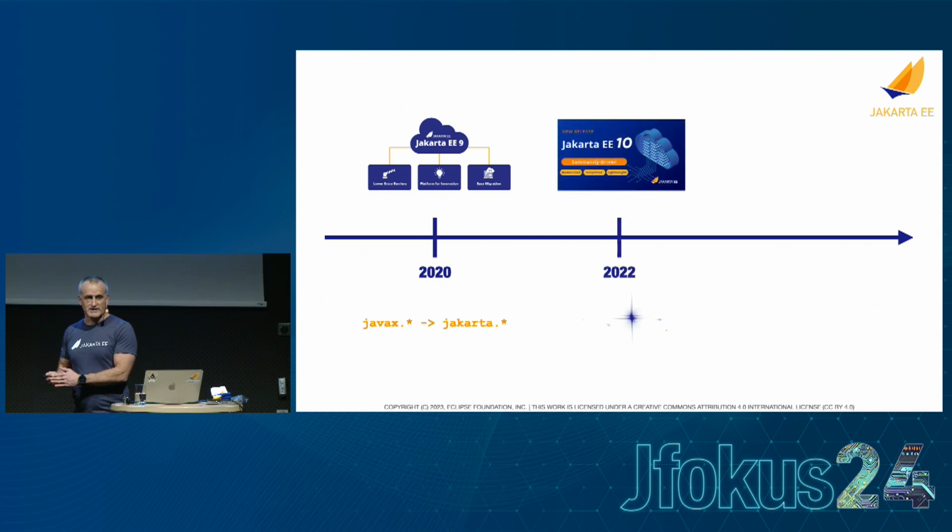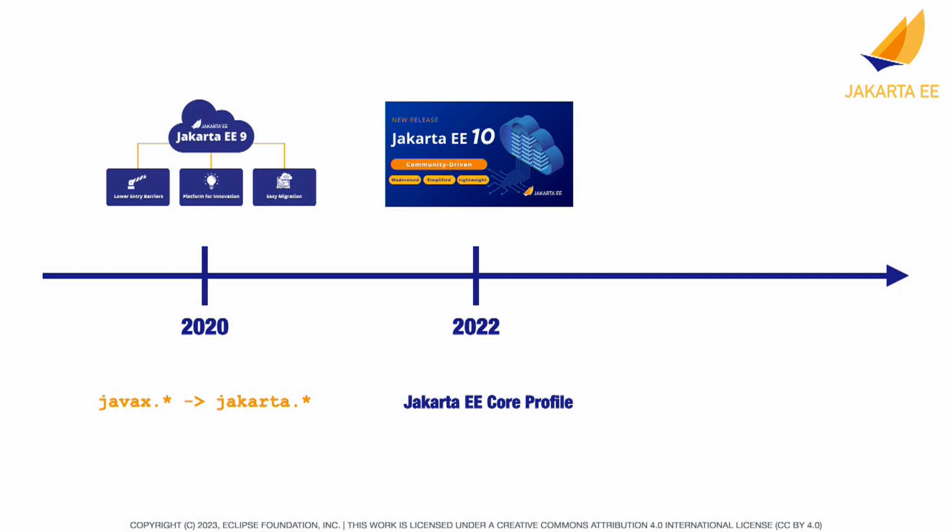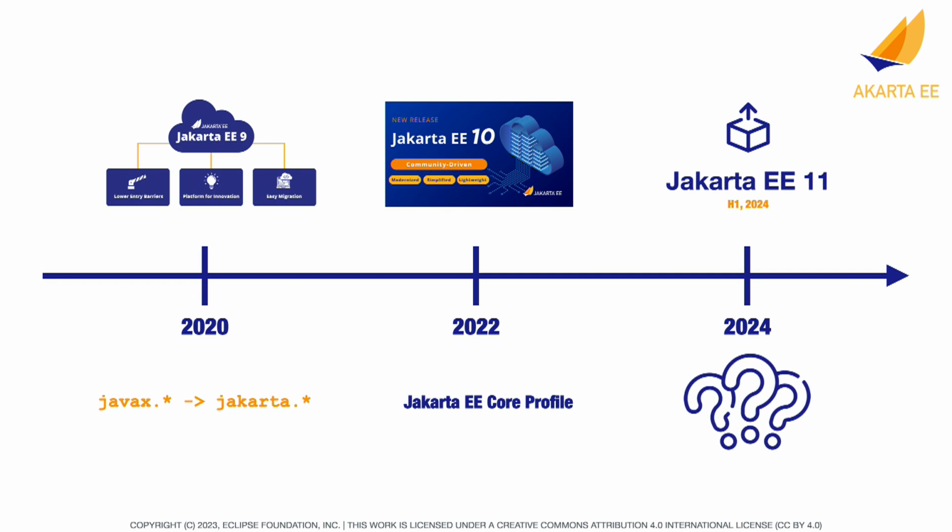Then in 2022, we released Jakarta EE10. That was a lot of updates to a lot of specifications, but the main new thing in 10 was the Jakarta EE Core Profile. And in 2024, we're going to release Jakarta EE11. It's scheduled to be around June, July this year. So we are already on a 2-year release cadence, which is fairly good, I think. So let's see if we can reveal what these question marks will be.